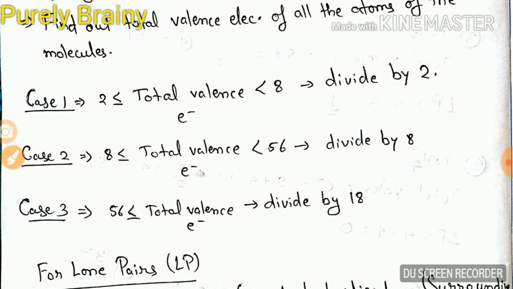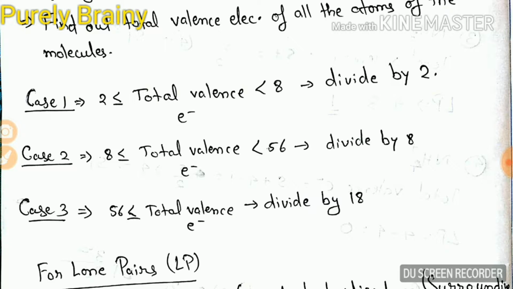When we calculate the total valence electrons, we check if the total is less than 8 and greater than or equal to 2. If the total number of valence electrons lies between 2 and 8, then divide it by 2. If the total is between 8 and 56, then divide by 8. And if the total is greater than or equal to 56, then divide by 18.